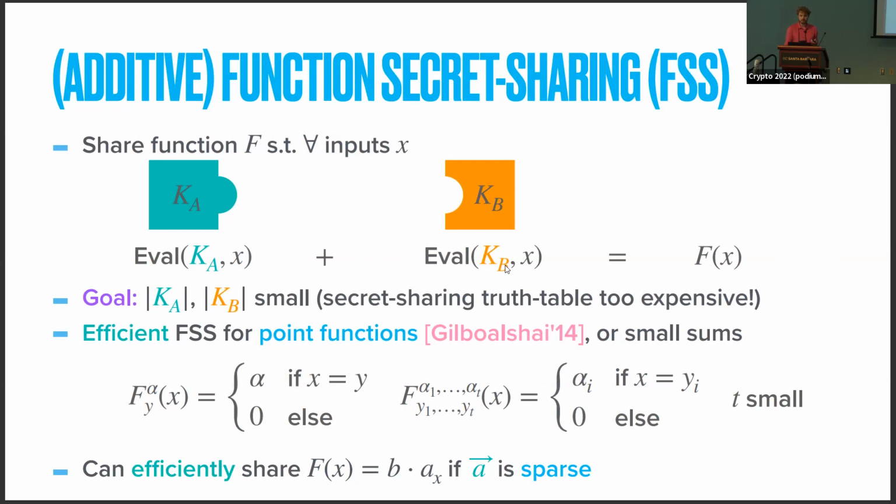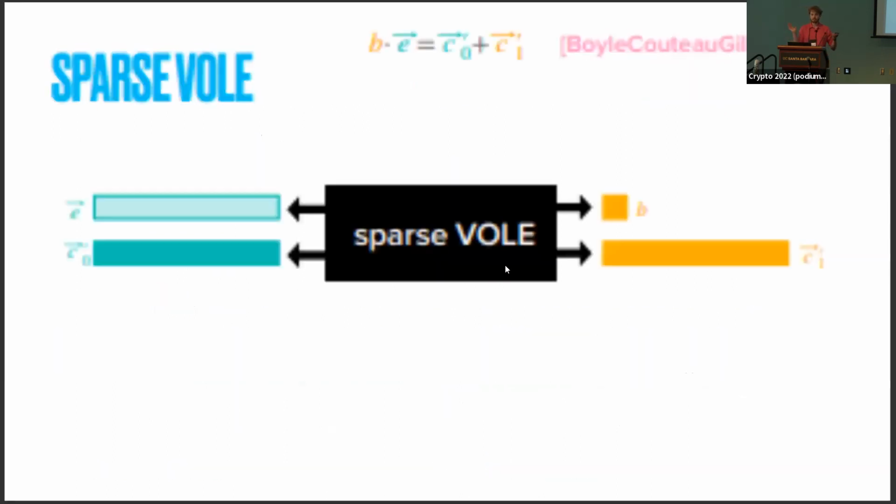So long as this vector a was sparse, this function f of x, which is b times a sub x, will be a function that takes at most t non-zero values, where t is the Hamming weight of a. Good. So this already allows us to say essentially that we have a way to do a sparse Boolean correlation.